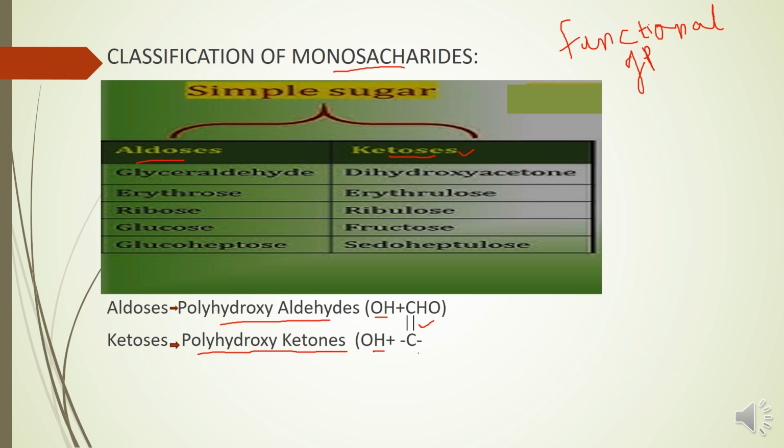Now the examples of aldose sugars are glyceraldehyde, erythrose, ribose, glucose, glucoheptose. Now the ketose sugars are dihydroxyacetone, erythrulose, ribulose, fructose, pseudoheptulose. The names of these sugars, students, can be asked in MCQs in your exams. You can learn them.